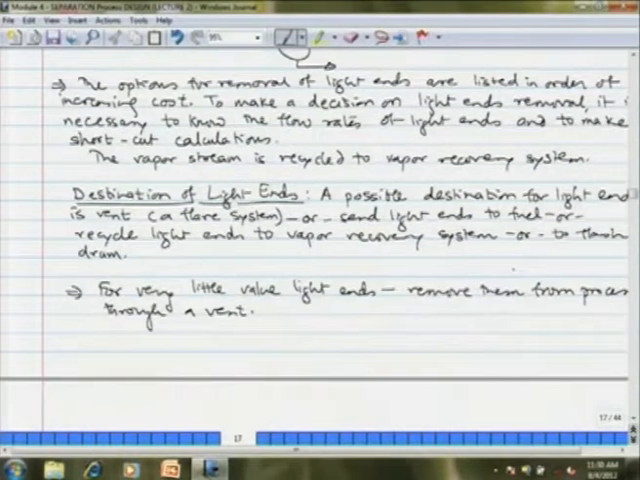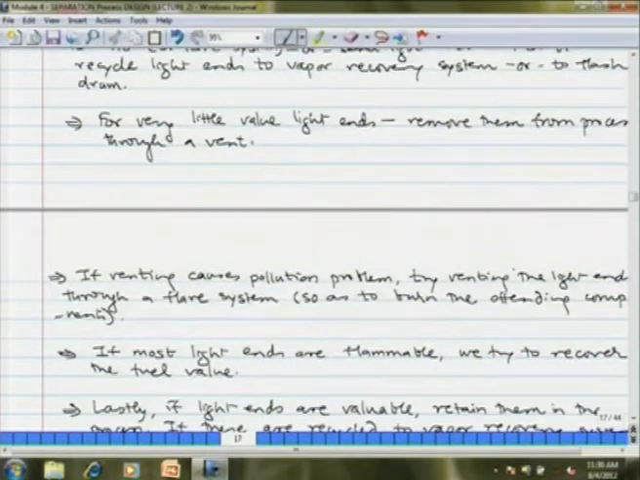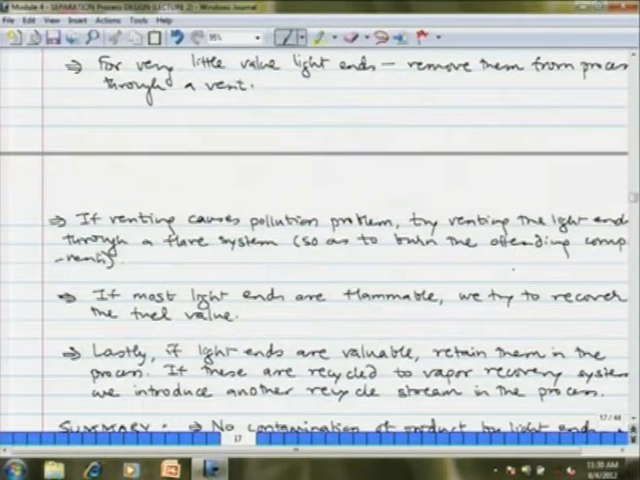For very little value of light ends, remove them from the process through a vent and then use them basically as the fuel in the process.